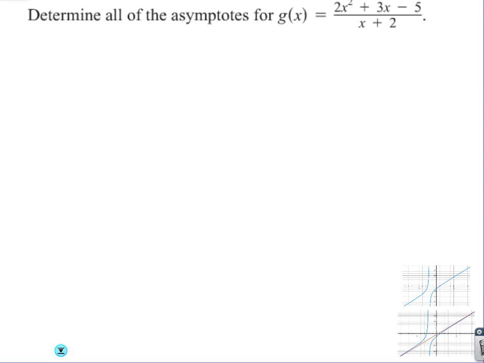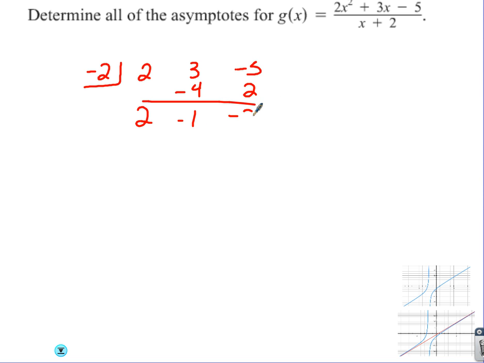More practice with synthetic division. Actually divide that: 2x squared plus 3x minus 5 divided by x plus 2. Use synthetic division, divide it out. Bring down the 2, multiply. Add, multiply, add. Okay, first off, you should not get a remainder of 0.